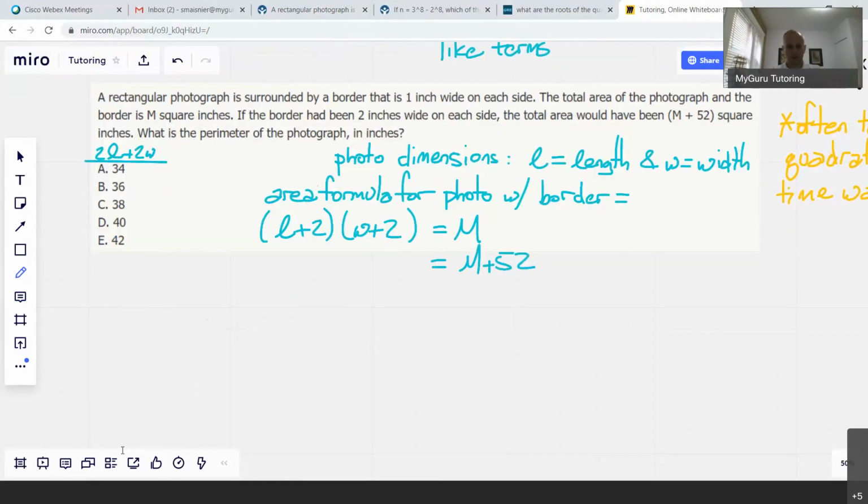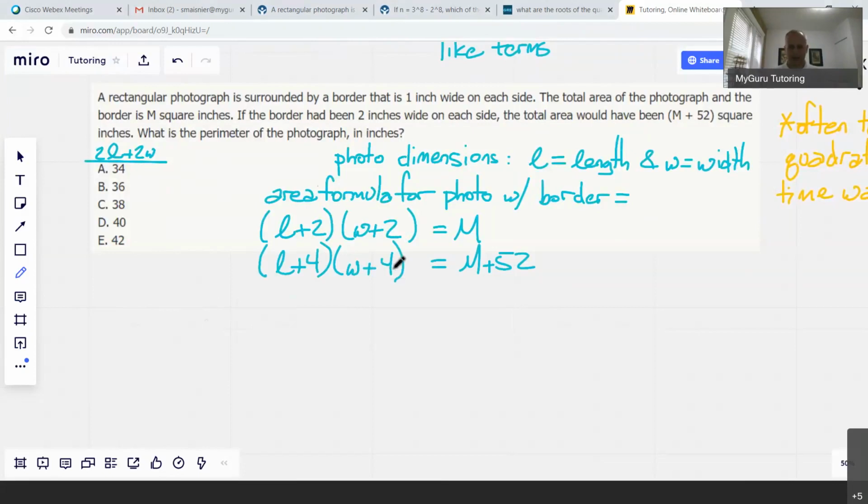So what is the equation that would produce M plus 52 had the border been 2 inches wide on each side? And it is correct. It's going to be L plus 4 times W plus 4.